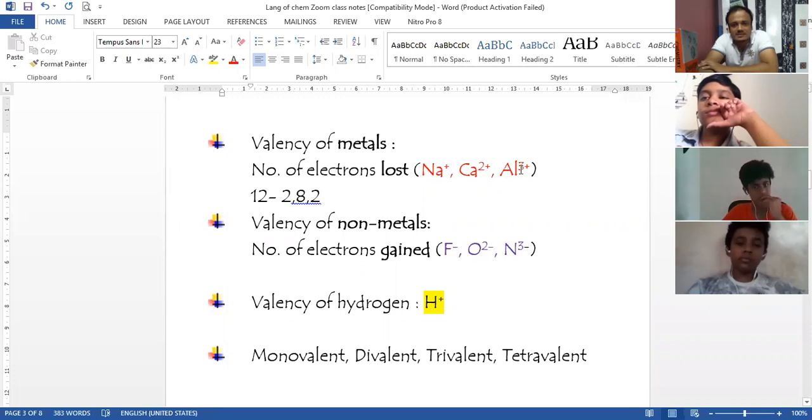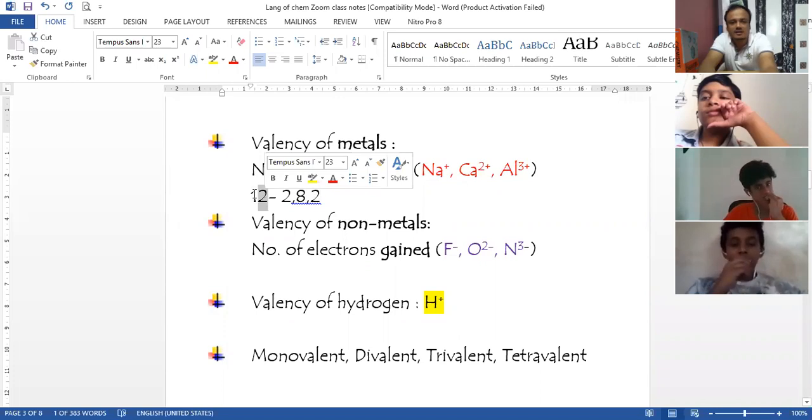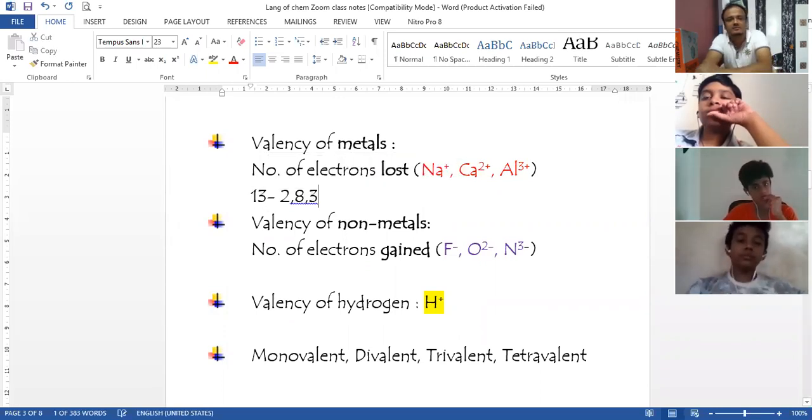And the last example given over here, aluminium, atomic number 13. So obviously the electronic configuration becomes 2, 8, 3. As a result, aluminium becomes stable by losing these 3 valence electrons, thereby attaining the electronic configuration of the nearest noble gas, which is neon. Hence, we can see that the valency of aluminium is Al3+.